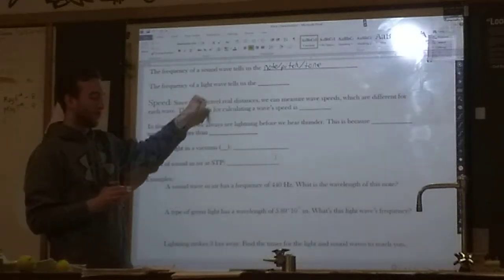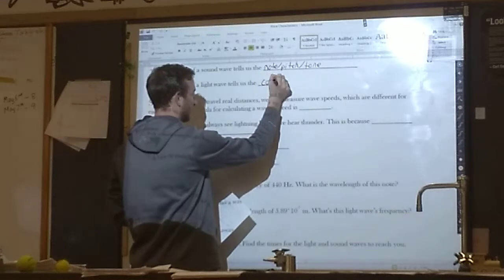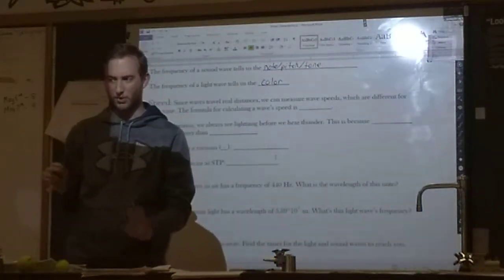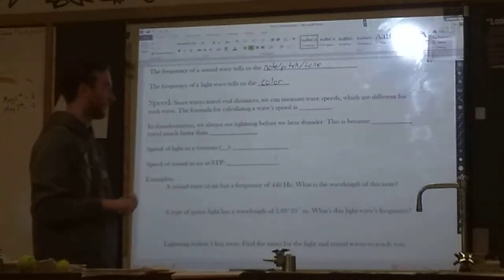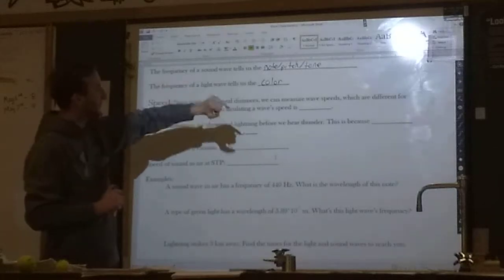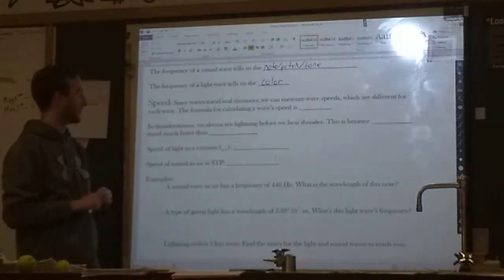Frequency of a light wave is much more interesting. The frequency of a light wave actually tells us the color of light that we are seeing. We're going to spend a whole day talking about light. Actually, more than a whole day. We'll talk about light for a couple days. Light is very interesting. But you should know frequency of a sound wave means the pitch or the note. Frequency of a light wave means the color.